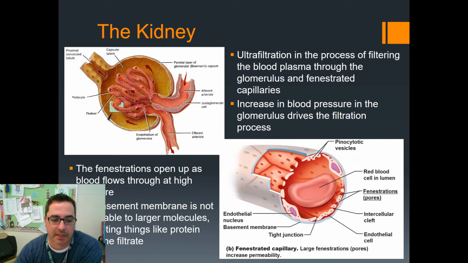The basement membrane itself is not permeable. So this area here around the Bowman's capsule is not permeable. It doesn't allow those proteins to get out either. And so it's going to prevent the proteins from getting out into the kidney, and they're going to stay in the blood.